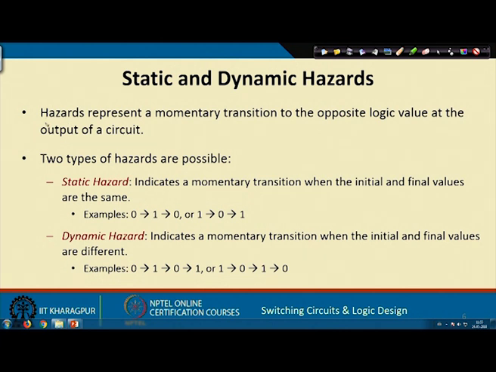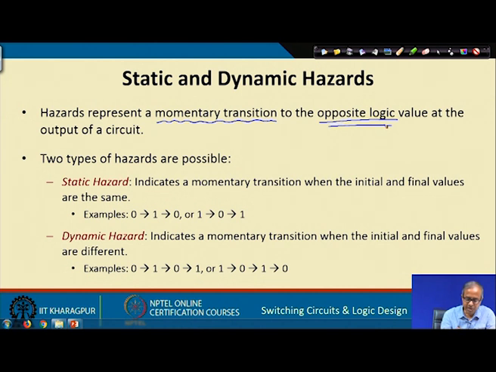A definition of hazard, very loosely, is that they represent a momentary transition in the value of a signal line to the opposite logic value. I am showing some examples. Two types of hazards are possible, static and dynamic. A static hazard is a momentary transition when the initial and final values are the same. Like the initial value was 0 and the final value is 0, but in the output we see a momentary transition to 1 before settling to 0. That means 0, 1 and back to 0, or the other way around. Suppose the output value is supposed to be 1, it makes a very temporary transition to 0 before settling to 1.